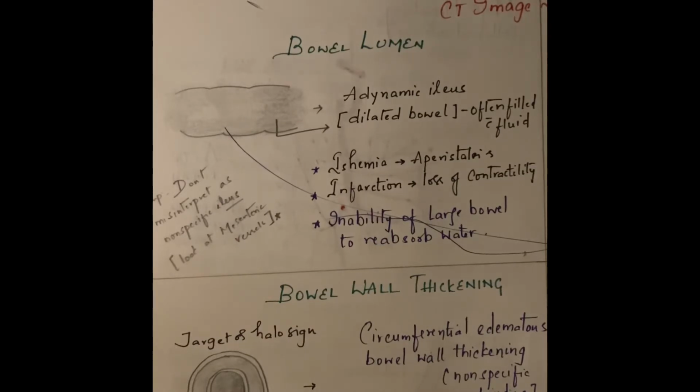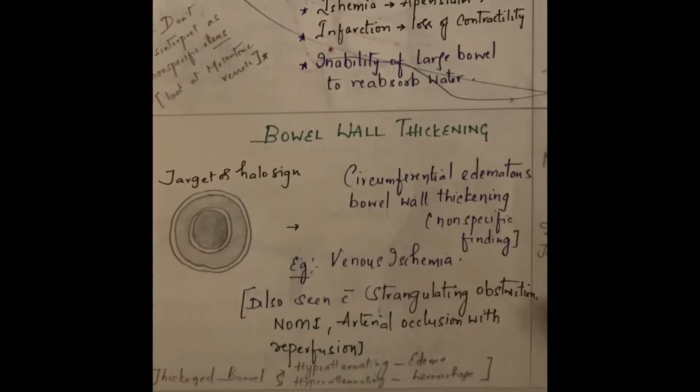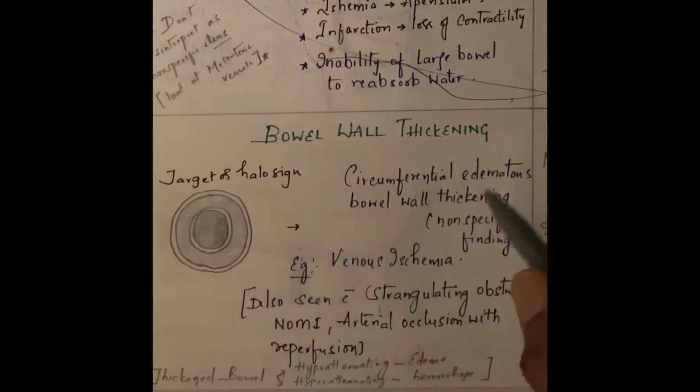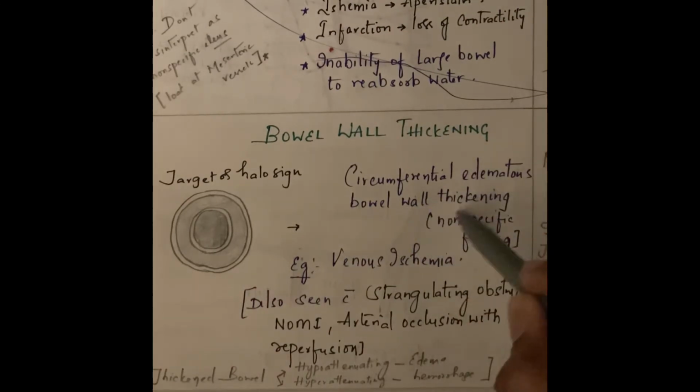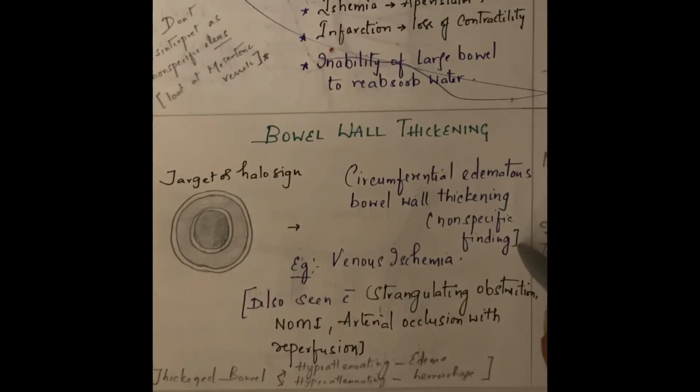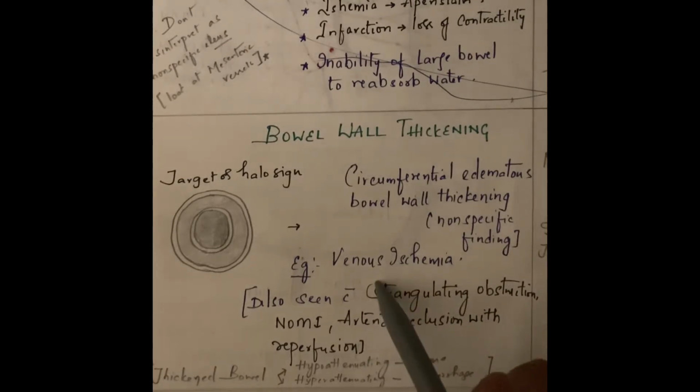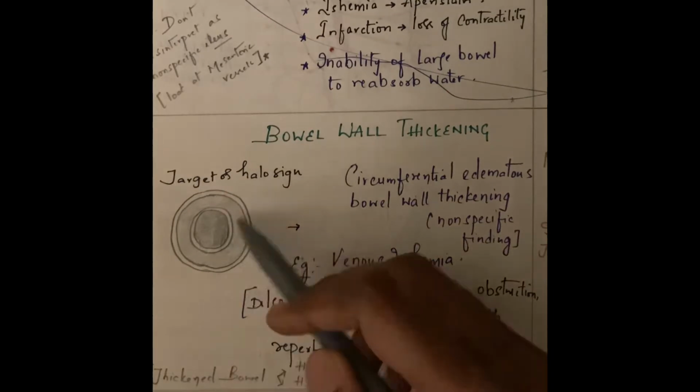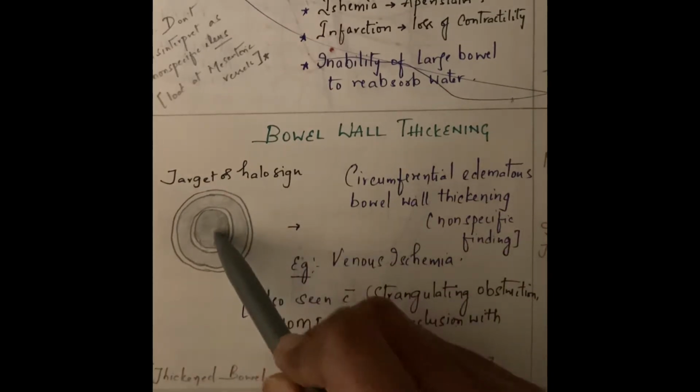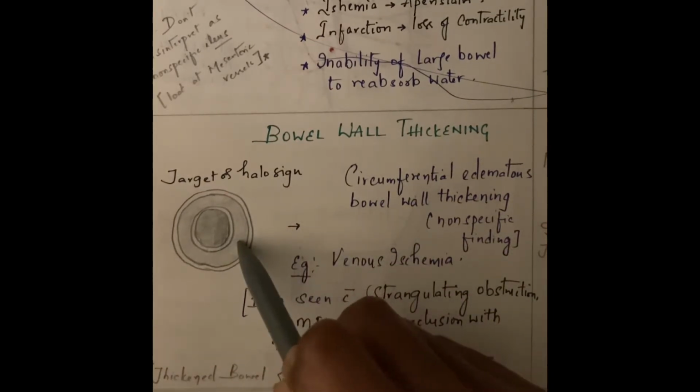Then coming to bowel wall thickening, they present as target or halo sign. They will have a circumferential edematous bowel wall. It's a non-specific finding because it can be seen in many conditions. One of the conditions is venous ischemia. Here, this is the lumen, this is the mucosa, this is the submucosa. Here we have the outer muscularis propria and serosa.